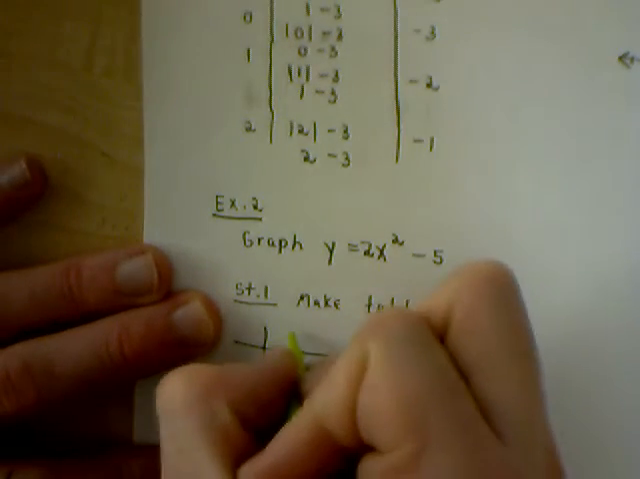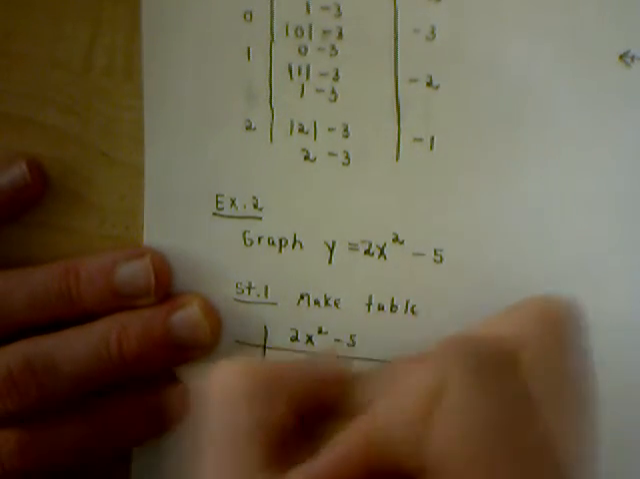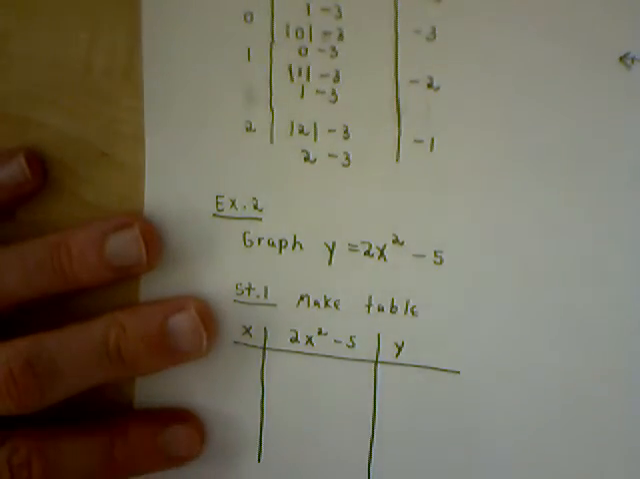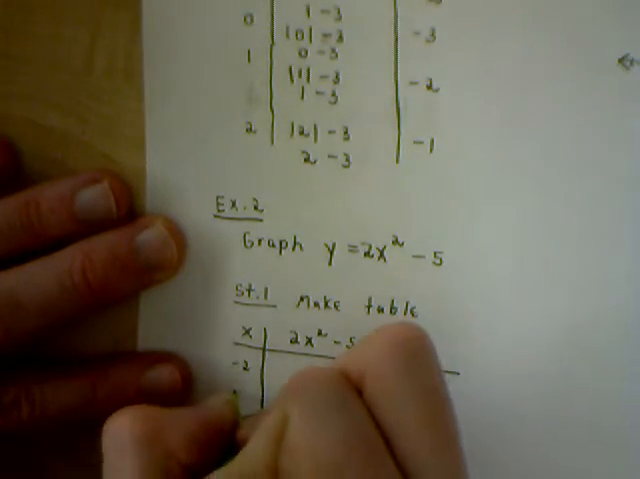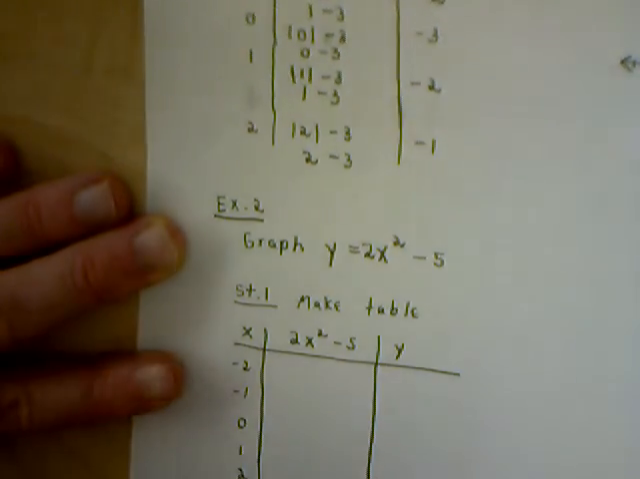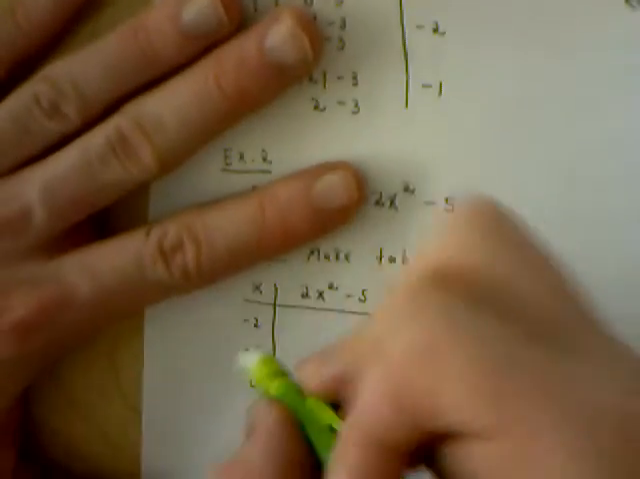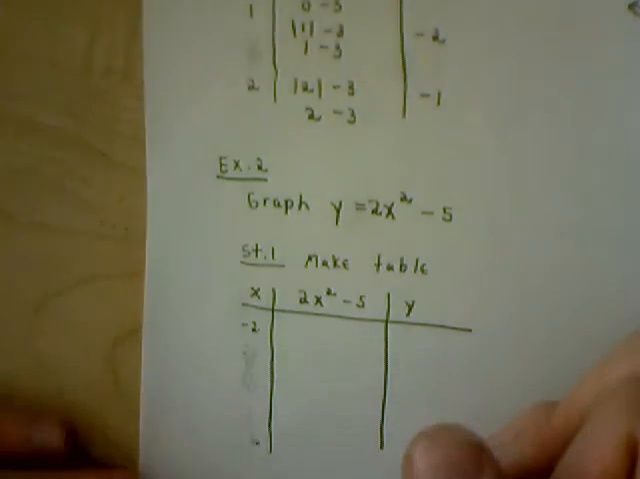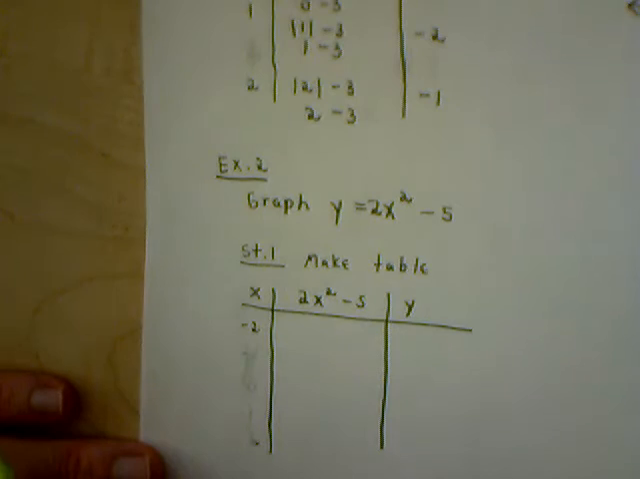Include your process column, 2x squared minus 5, and I have x, and then here y. So I'll pick -2, -1, 0, 1, and 2. Oh, I didn't give myself enough room there. Let's go back and fix that. Give yourself space between so you can show the work. Now, when you evaluate, you need to use parentheses.